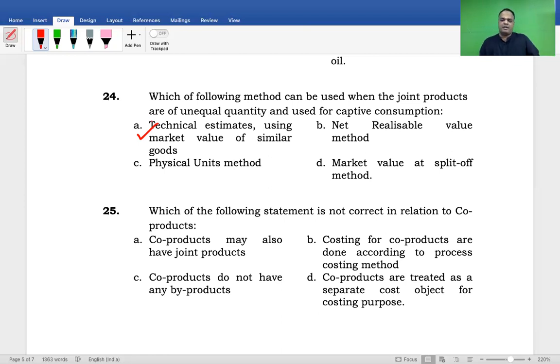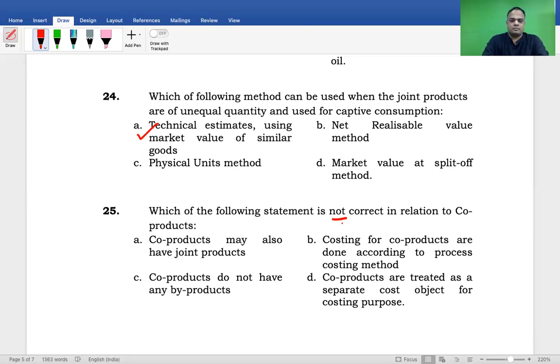Which of the following statements is not correct with respect to co-product? Co-product may also have joint product. Cost of the co-products is done according to the process costing method. Co-product does not have any byproduct. Co-products are treated as a separate cost object for costing purposes. Read one more time carefully and tell, what is the right answer?